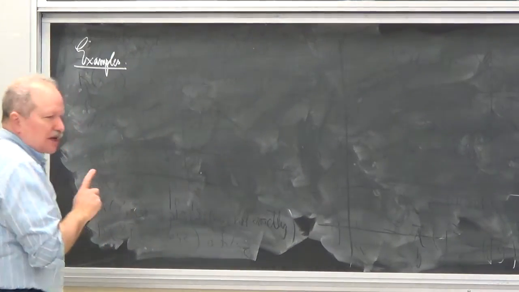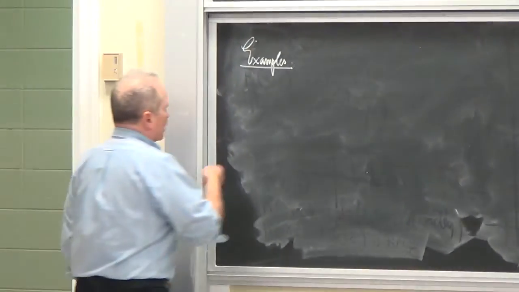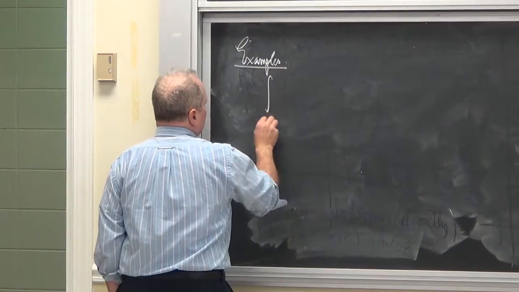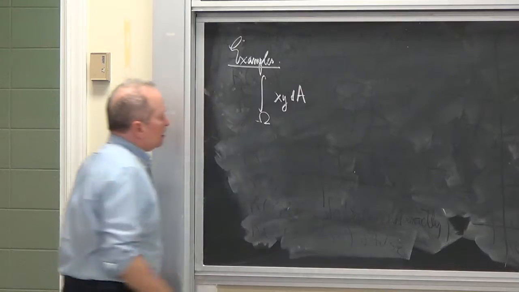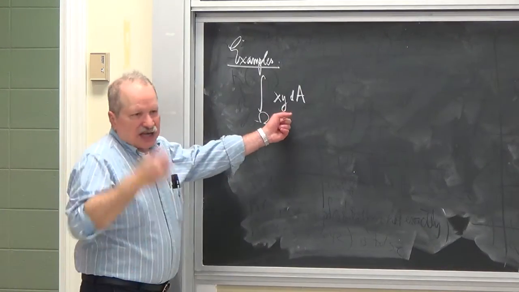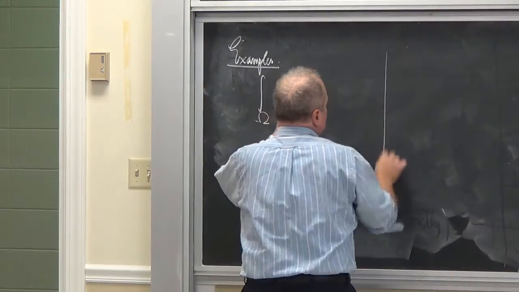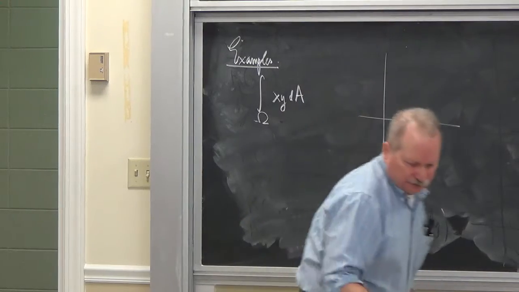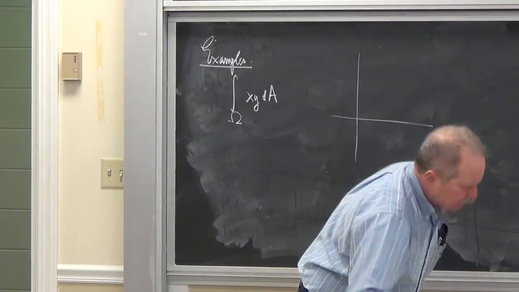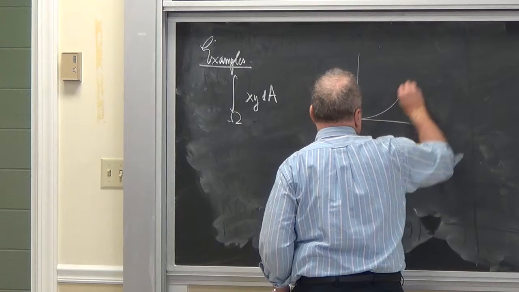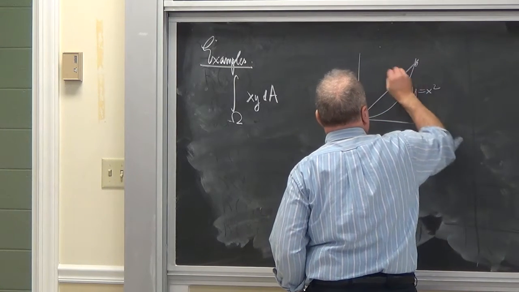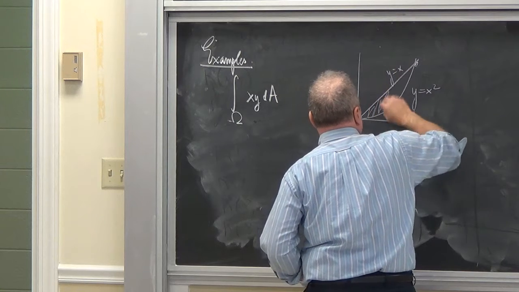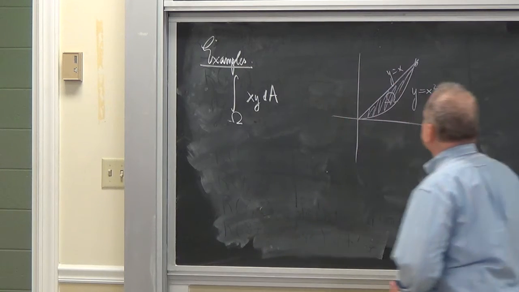I didn't do something like this the other day, so I want to warm up with something simple. Suppose omega is the region I'm about to define, and I want to integrate the function, say, xy over it. And let's say this is the region omega. I have y equals x squared here, and y equals x here, and omega is the stuff in between.